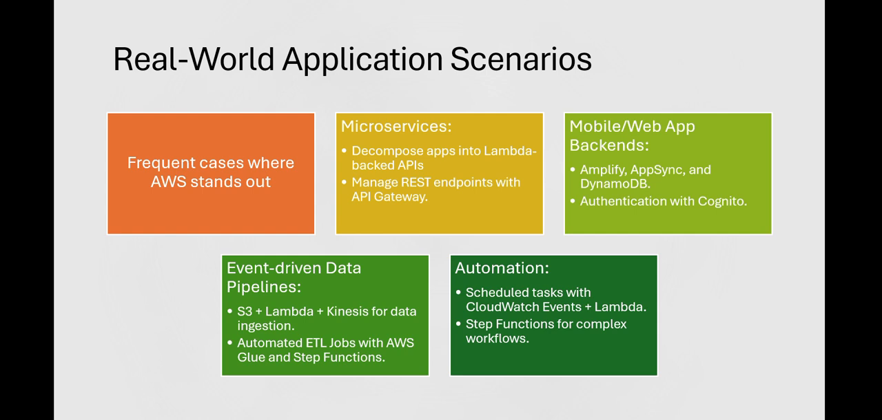Then mobile and web app backends use Amplify, AppSync and DynamoDB, with authentication through Cognito. For event driven data pipelines, S3 plus Lambda plus Kinesis for data ingestion and integration, and automated ETL jobs with AWS Glue and Step Functions. And the last one is automation: schedule tasks with CloudWatch Events plus Lambda, and Step Functions for complex workflows.